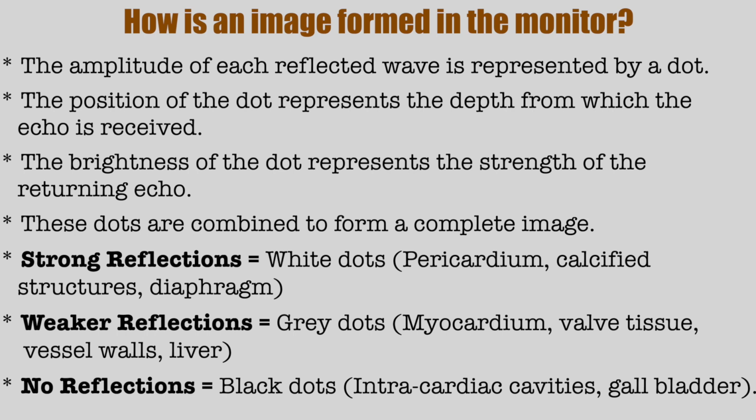Strong reflections are represented by white dots, for example from pericardium, calcified structures, diaphragms, etc. Weaker reflections are represented by grey dots, for example from myocardium, wall tissues, vessel walls and liver, etc. No reflections are represented by black dots, for example intracardiac cavities, gallbladder, etc.